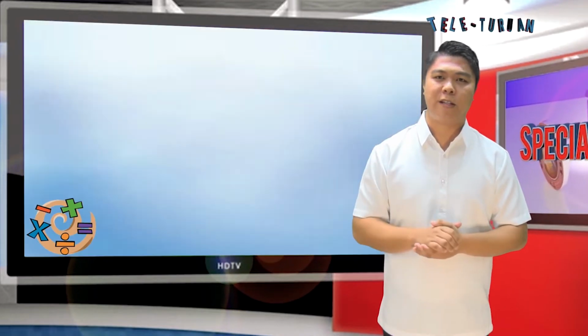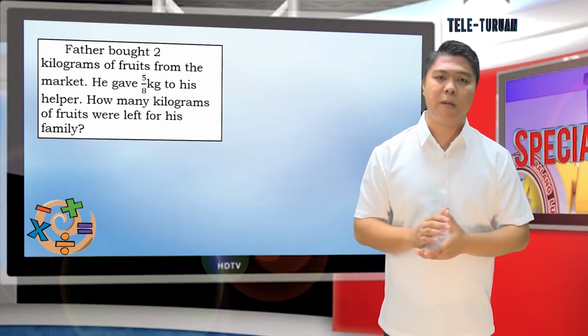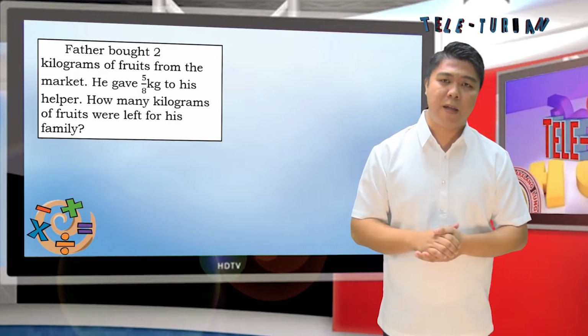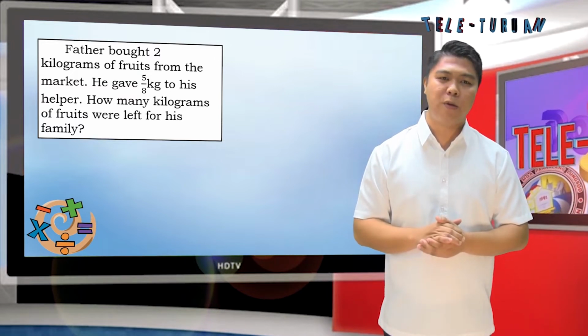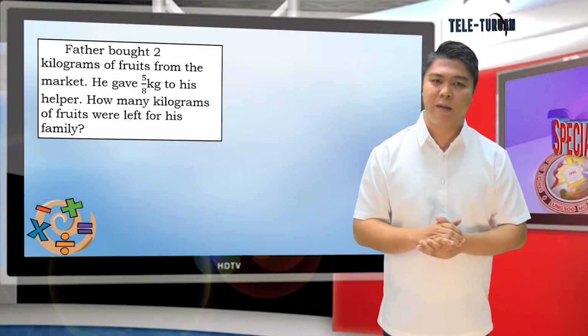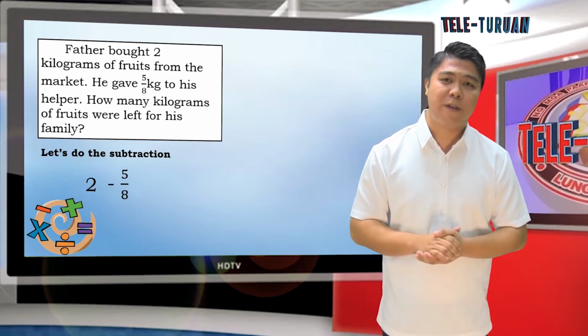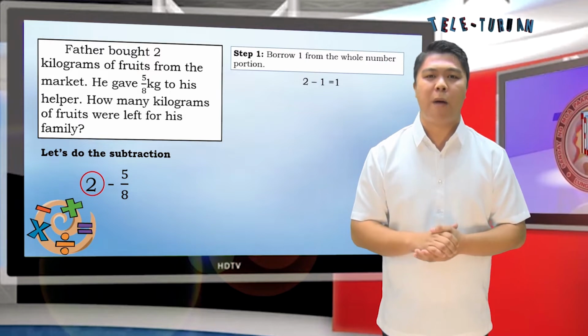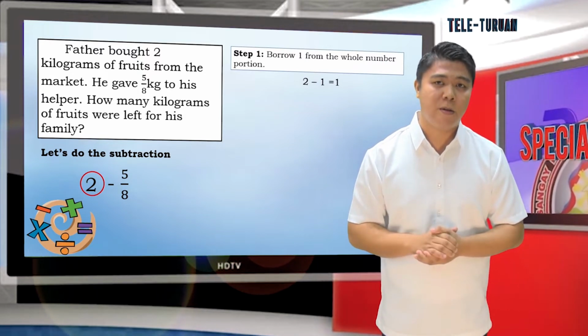Let's have another example. Father bought 2 kilograms of fruits from the market. He gave 5/8 kilograms to his helper. How many kilograms of fruits were left for his family? Let's do the subtraction. 2 minus 5/8. Step 1, borrow 1 from the whole number portion. 2 minus 1 is 1.